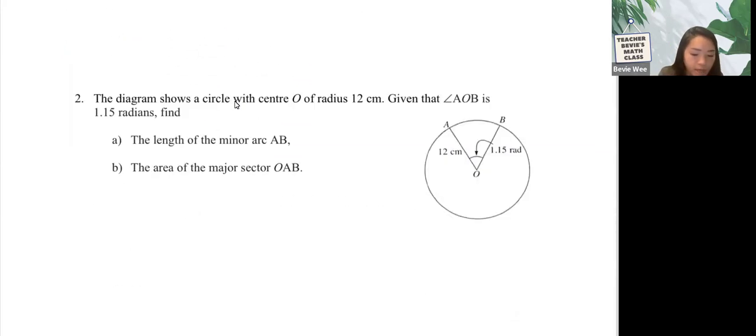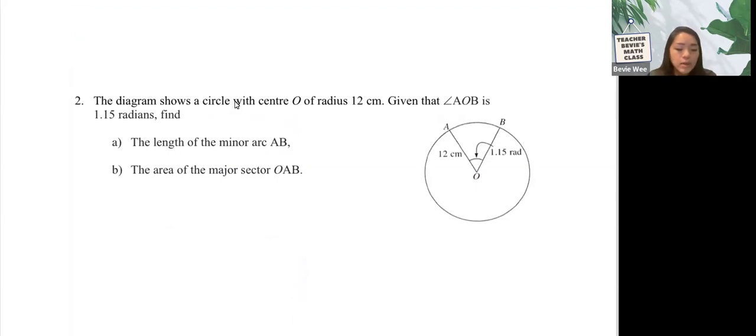All right. Okay, this one, the diagram shows a circle with center O of radius 12. Given that AOB it's 1.15 radian, how to know it's a radian question? They will tell us whether is it in radian or degree one. I want to find the length of the minor arc AB. Minor arc is this one.